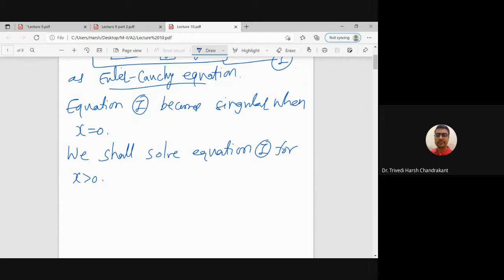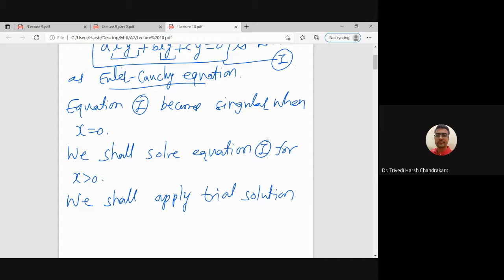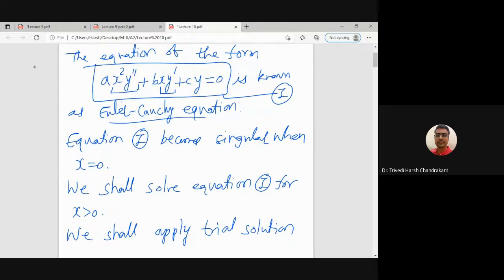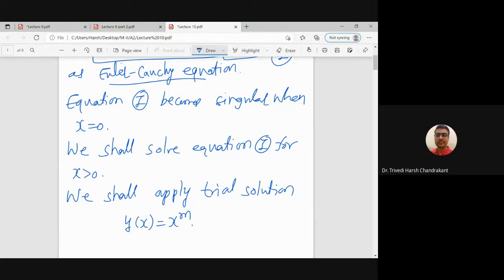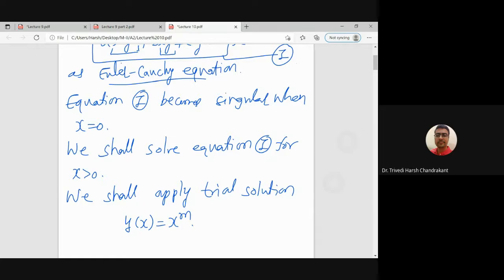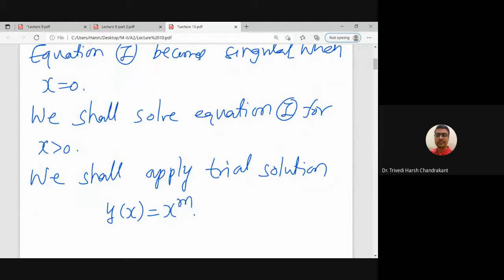So let us try to solve this equation using the known method. We shall apply a trial solution. In the earlier case, we applied e power mx as a trial solution. Here, because the coefficients are in powers of x and x square, we shall try the solution y(x) equals some power of x, right? Again, in this case also, we need to identify for what value of m, x power m is a solution of the given differential equation.